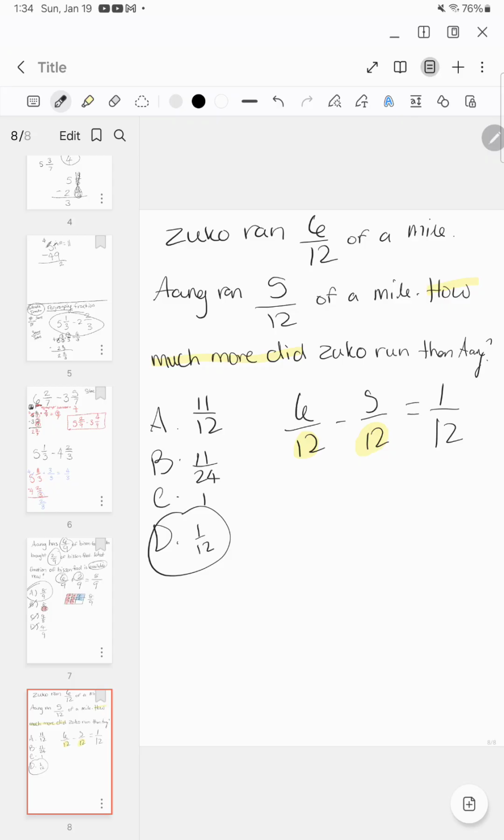The test might try to trick you and make you think that you're adding. It might think that you add everything, or somebody might say, well, 12 minus 12 is 0, so that means I just put 1. No. So again, let me show you why, 5th grade style.